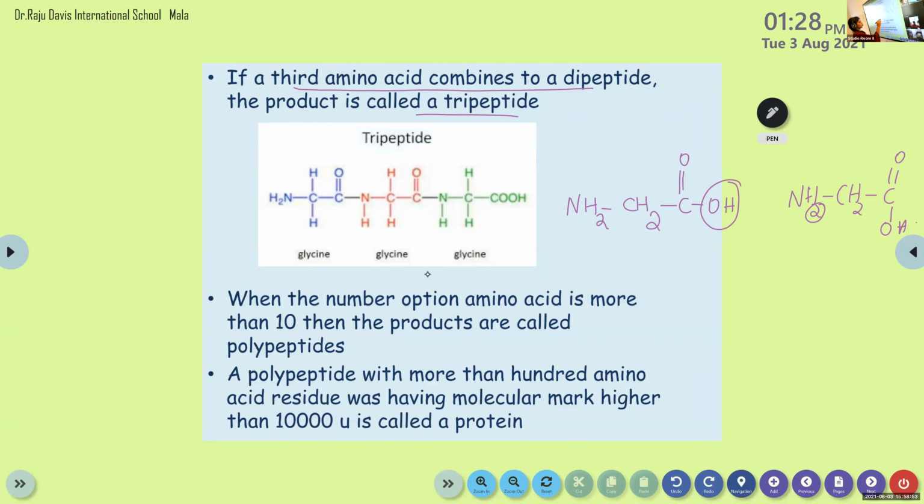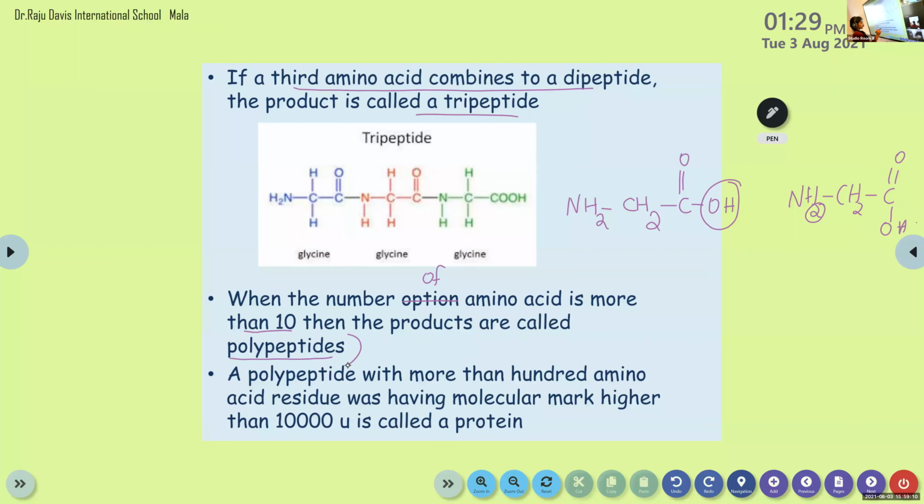When the number of amino acids is more than 10, then the products are called polypeptides. The number of amino acids joined together to form a protein, that is more than 10, it is called polypeptide.